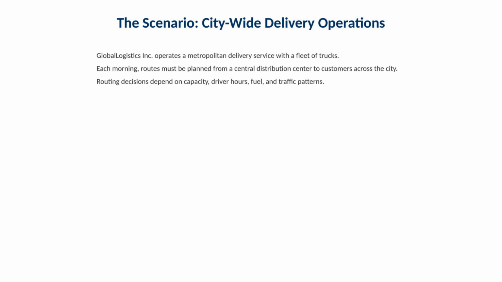The scenario is citywide delivery operations. Global Logistics Inc. starts from a central distribution center and must reach customers spread across many neighborhoods. The operations manager must balance practical realities such as vehicle capacity, driver working hours, fuel consumption, and traffic patterns. Even small improvements in routing can translate into meaningful savings and better service quality.